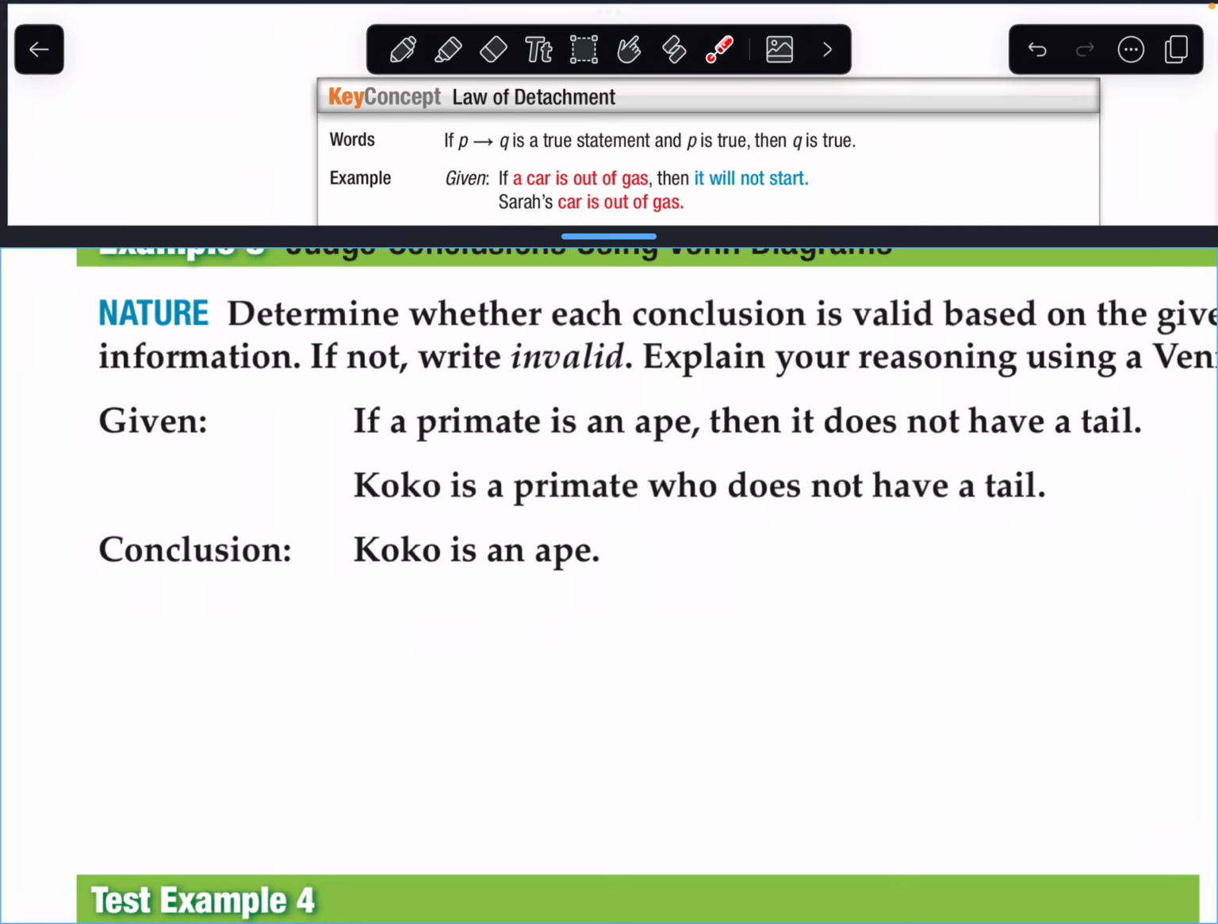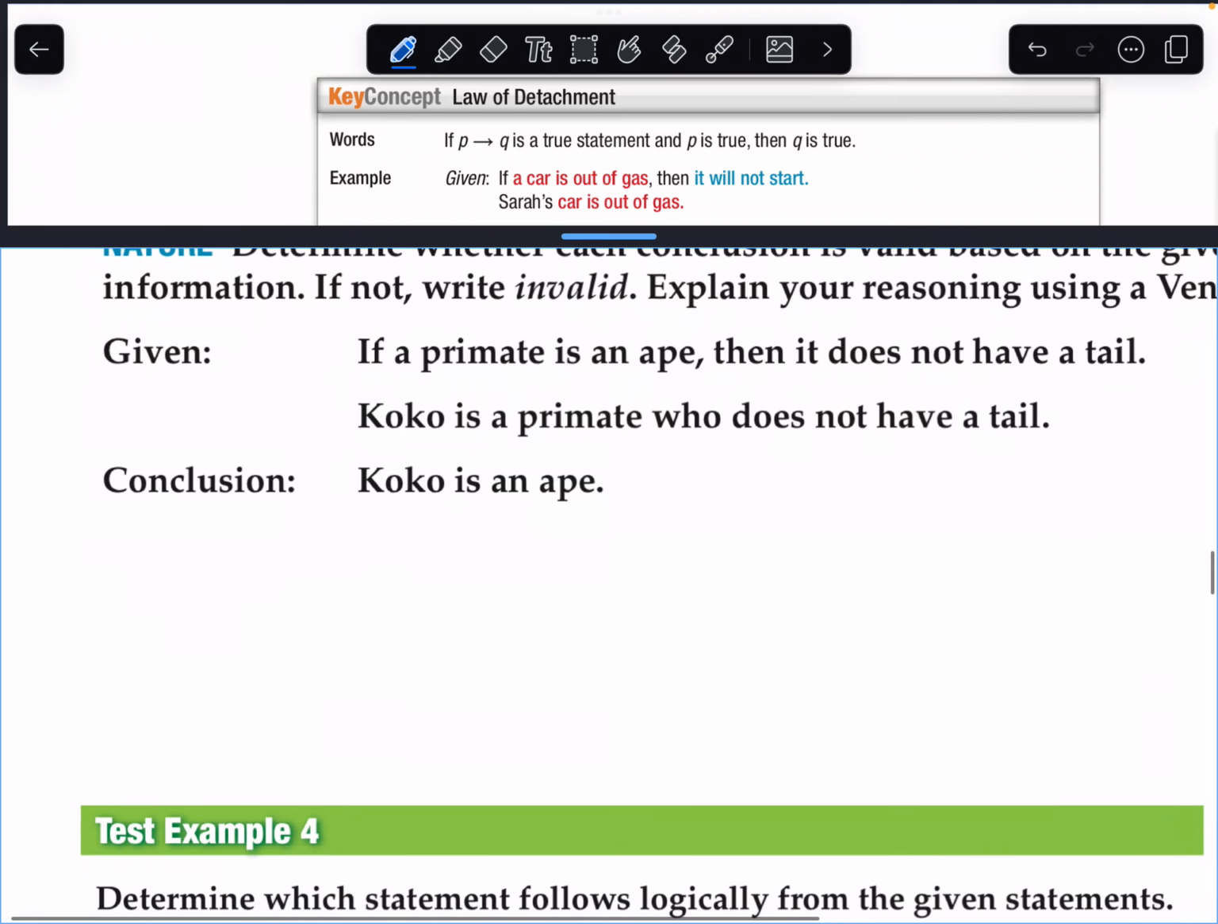Notice all of the categories involved here. We have primates as a category. Apes are a category. Coco is a primate, so that's a specific item inside the category. Having a tail, not having a tail, I would say that's another category. I know it's like a property here, but we'll make it a category. Things that have tails or don't have tails.